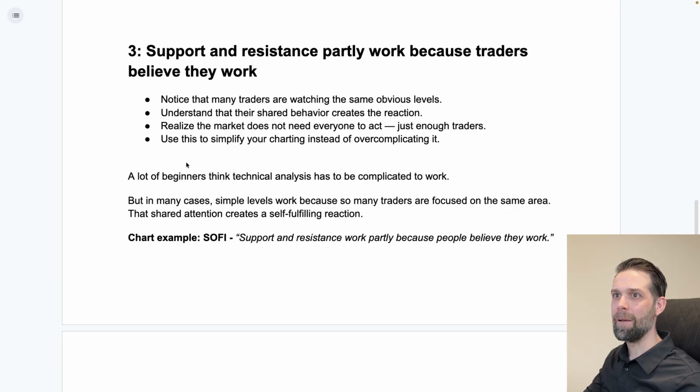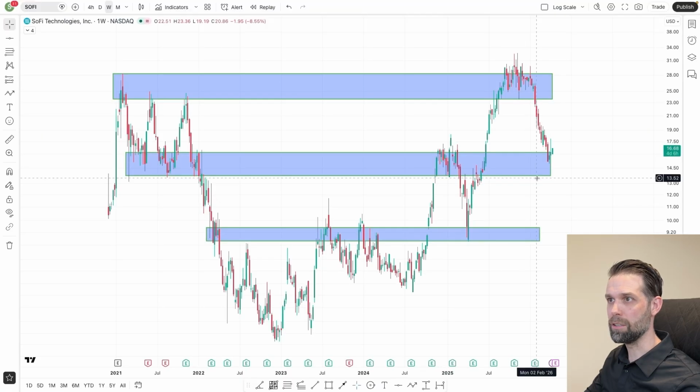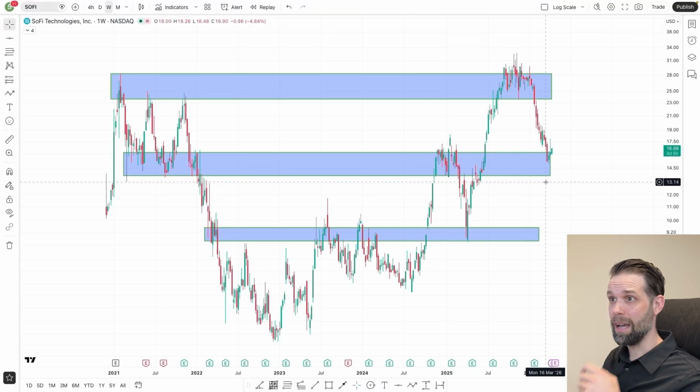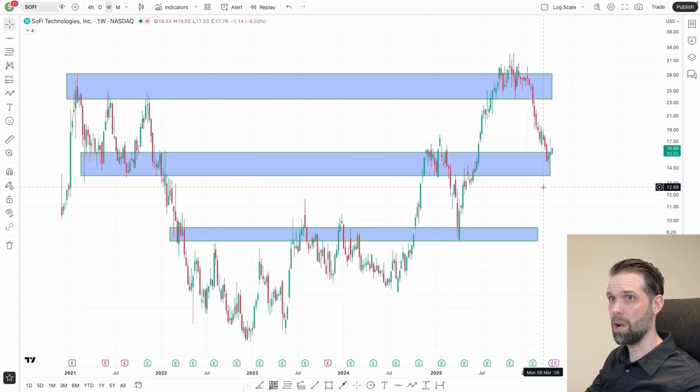So, a lot of beginners think that technical analysis has to be very complicated. In many cases, simple levels work because so many traders are focused on that same area, and there's that self-fulfilling prophecy. So support and resistance work partly because people believe it works. So if we just look at another chart, SoFi, we can kind of look at some of the same concepts that we've been talking about.